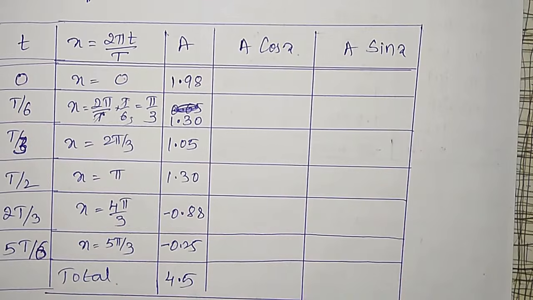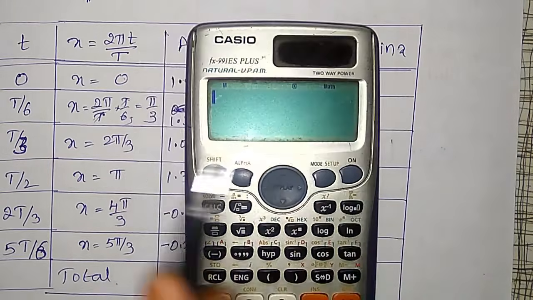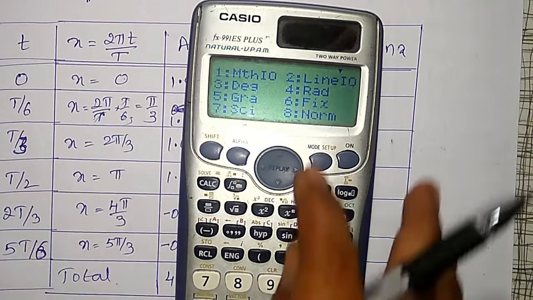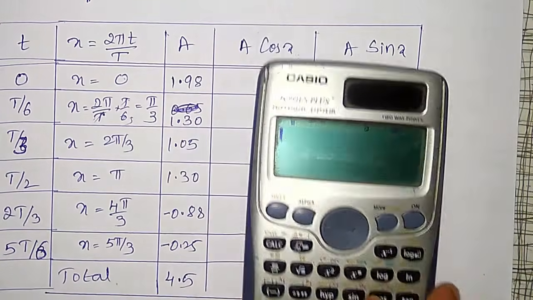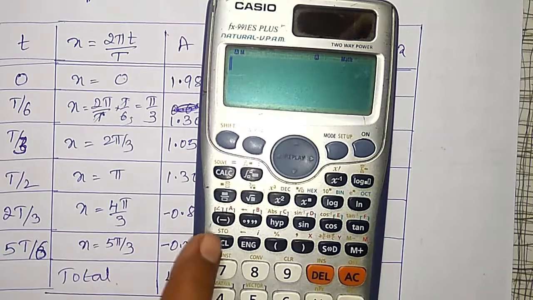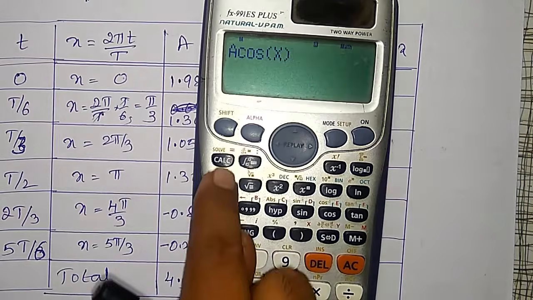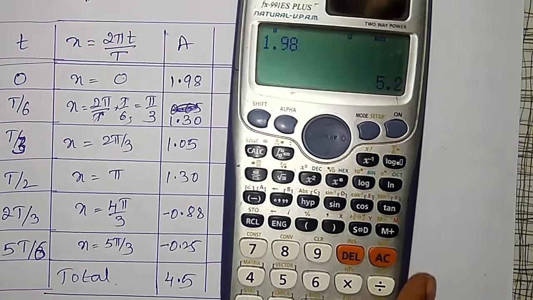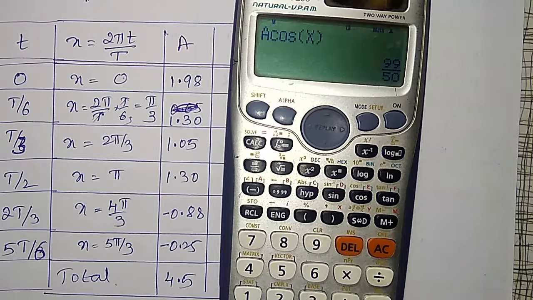Like that, A cos x I have to calculate. Before that, in the calculator, if it is in terms of degrees and I am taking radians, therefore shift mode, then 4, I am going to get radian as r here. Then to calculate A cos x, you can use A into cos of x. First time, calc option, it will ask for A, which is 1.98. Okay, and equal, it will ask x, my x is 0.